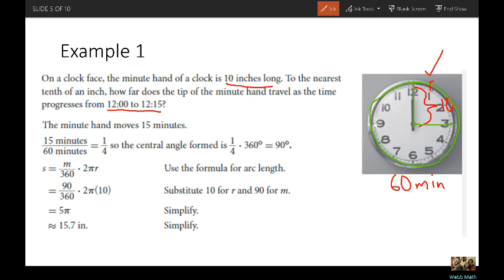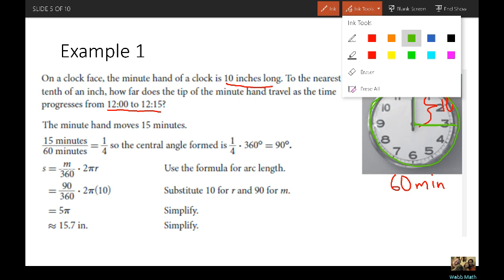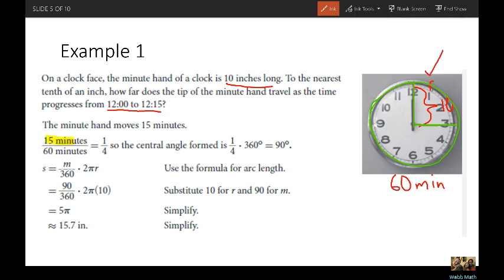So just like the scenario where you only have a certain arc measurement, for this one, same thing. You only have 15 minutes out of 60. So this is how they set it up. They take your arc measure, which is, in this case, 15 minutes out of the 60. So they divide it. They give you a nice little fraction when you do that.